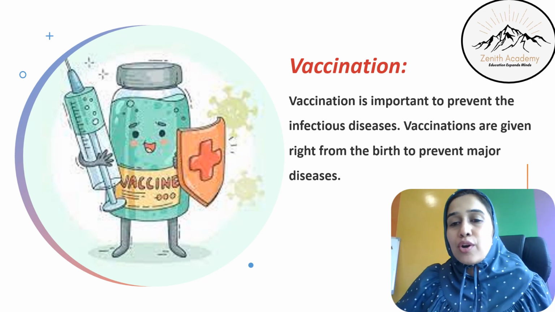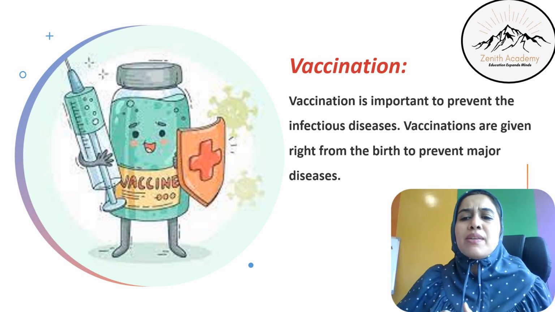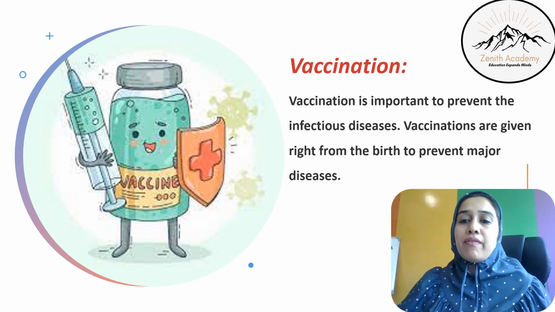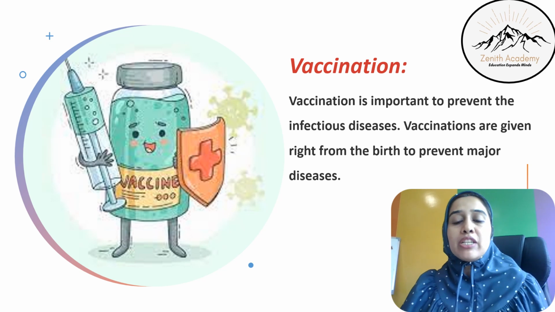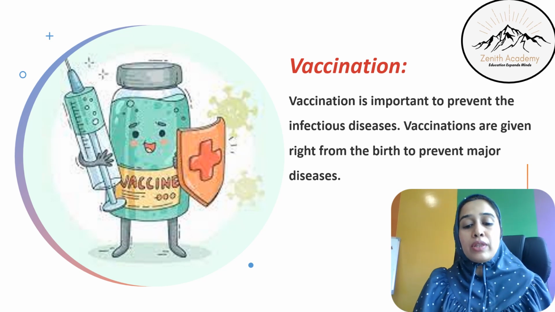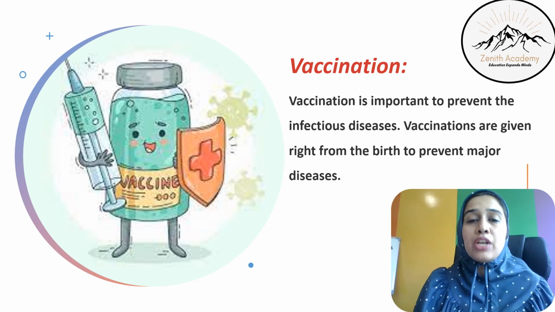Important part, as we all know, is vaccination. Vaccination is important to prevent all the infectious diseases. Vaccinations are given right from birth to prevent major diseases, as you know. And even if you don't know, ask your mothers. They might be having a vaccination chart in your name.